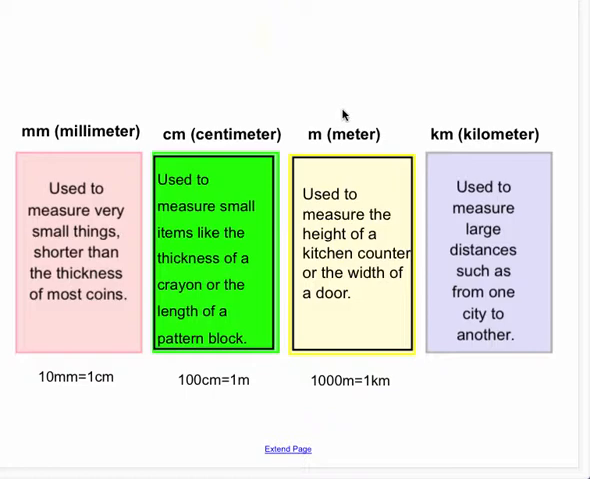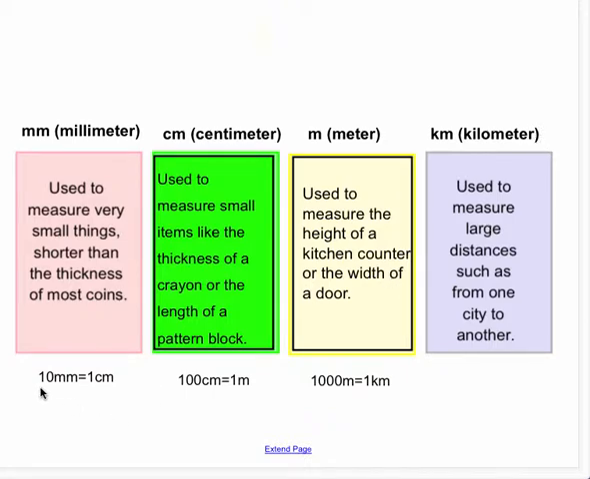Moving up in the measurement world here, I now come to meter, which is abbreviated m. A lot of you have seen a meter stick before, and this is used to measure the height of a kitchen counter or the width of a door. And if we get bigger yet, we land at kilometer. This is used to measure large distances, such as from one city to another city.